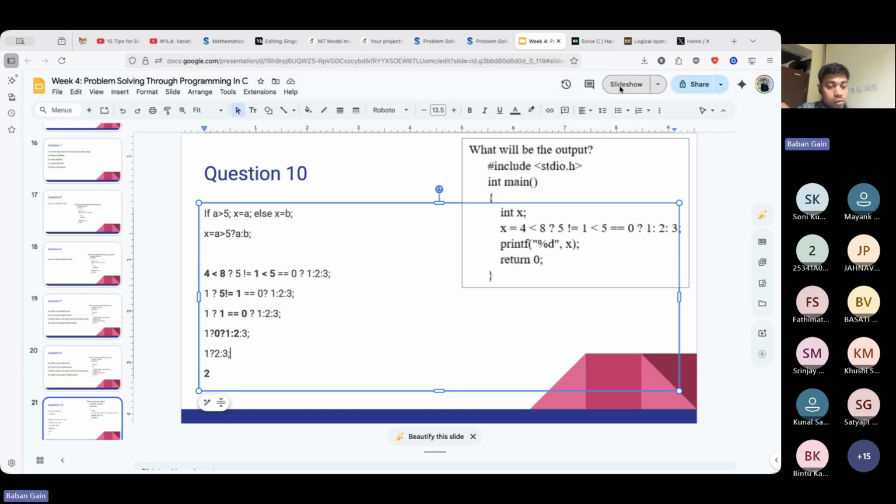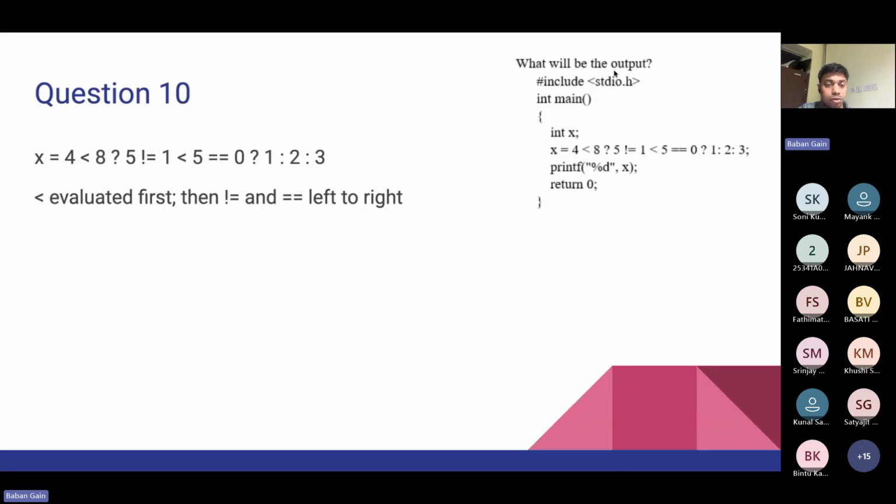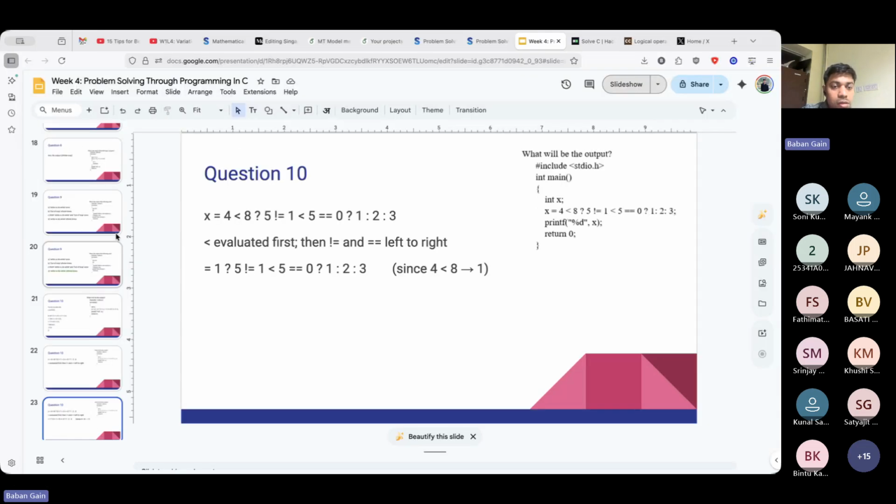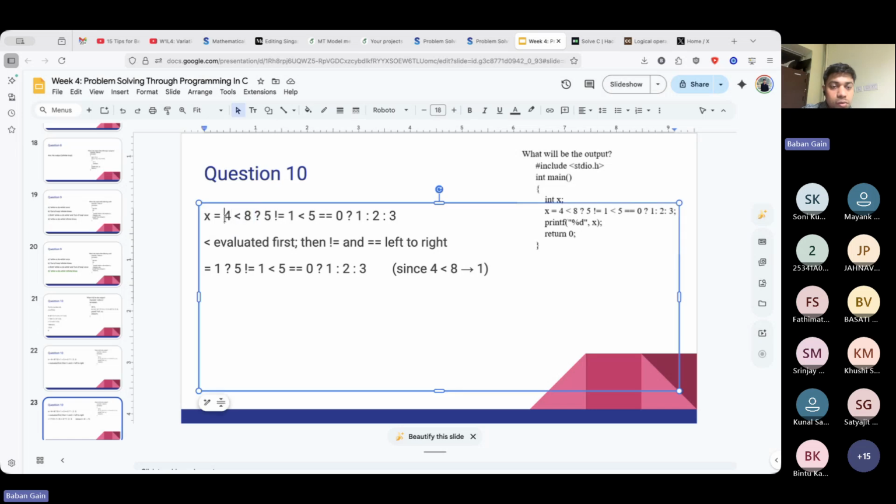So yeah, 2 is the correct option here, but why is that? I'll go step by step. So basically, what will happen is that less than will get evaluated first, and then not equal to and equal to have the same priority, so it will go from left to right. Okay, so here we have 4, 8. Let me write it like this: 4 less than 8. So this is true, and 1 less than 5. That is also true. So in both cases, we have these values come.